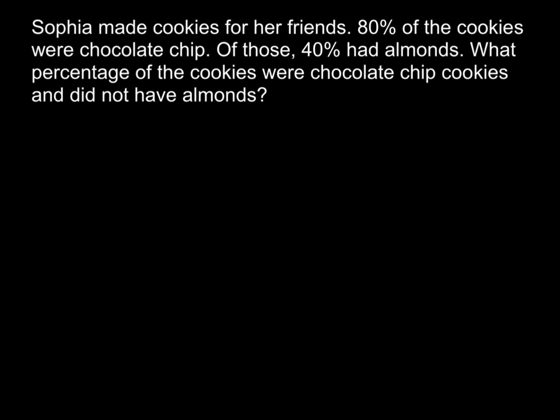Sophia made cookies for her friends. 80% of the cookies were chocolate chip. Of those, 40% had almonds. What percentage of the cookies were chocolate chip cookies and did not have almonds? You can solve this problem with fractions or by decimals. That's your choice. I will show you both ways.